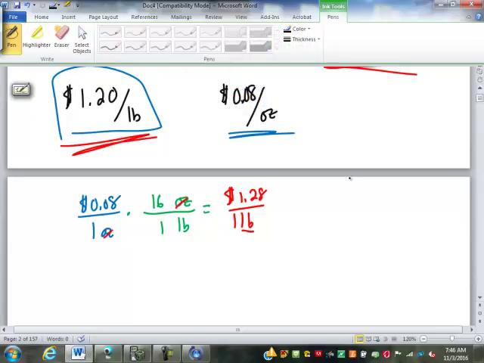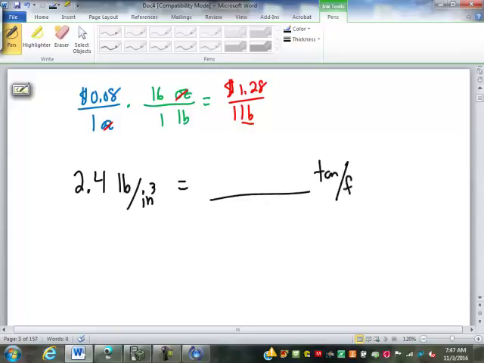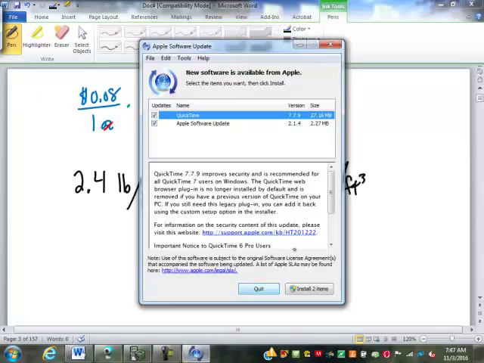Does that make sense? Okay. What if you have something that is rated as 2.4 pounds per cubic inch? In your notes, convert that to tons per cubic foot for me.